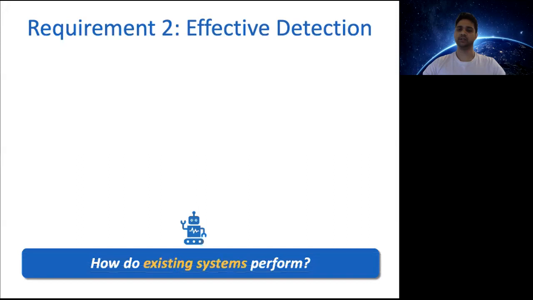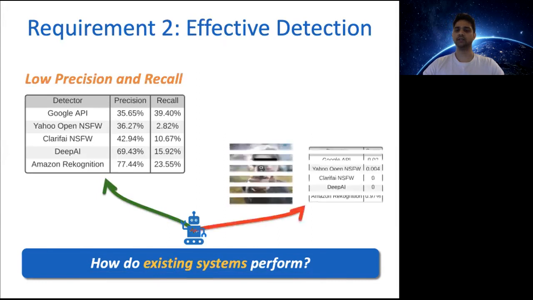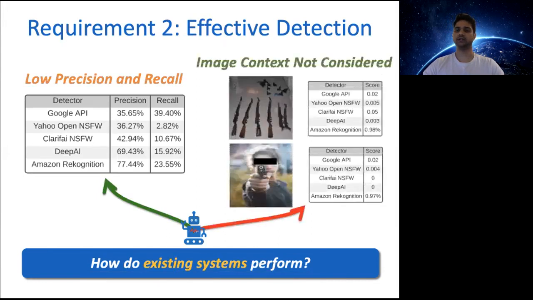For effective detection of cyberbullying in images, the context of the image should be considered, since cyberbullying is a contextual problem. The performance of the existing systems was found to be quite low for detection of cyberbullying in images. Additionally, we found that the existing systems did not take the image context into consideration, as seen in this example, wherein the first image does not have much context, but the second image depicts the context of a person pointing a gun at the viewer.